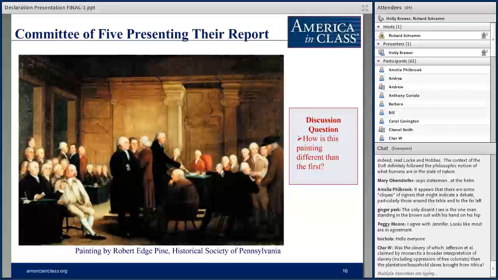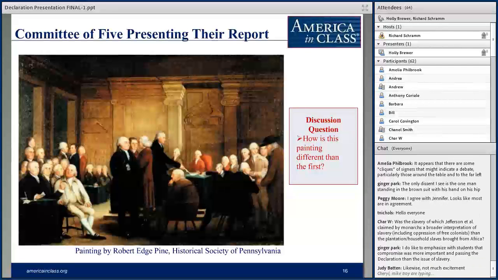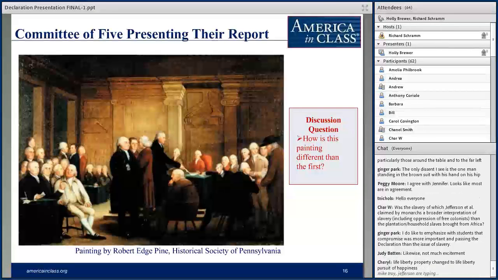Okay, so I'm just going to say to Char W, he just wrote this question about whether this was just about the slavery of the colonists. I'm going to argue it's about both, but see what you think and whether you agree with that.